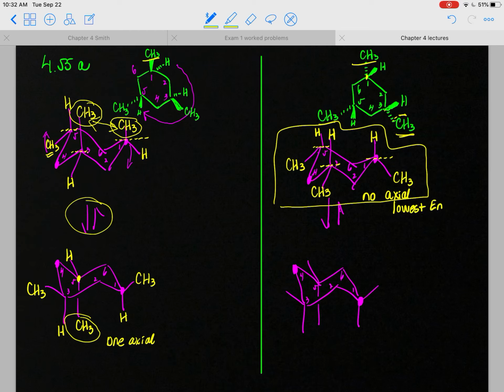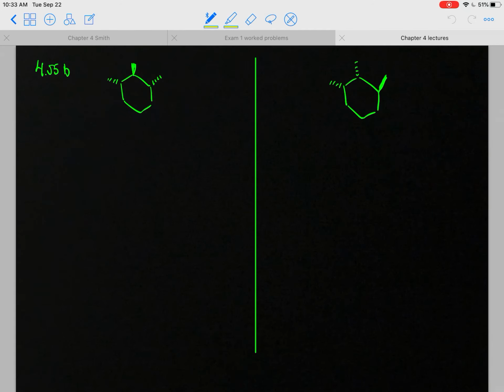So this is automatically the winner. It's going to be the lowest energy of anything I could possibly draw on this page. Look what happens when this does a chair conformation flip. Carbon 1 is going to have an axial methyl group. Carbon 3 is going to have an axial methyl group. Carbon 5 is going to have an axial methyl group. And wow, look, those 3 methyl groups are all on the same side of the ring, so they're just totally crashing into each other. Okay, so we have a winner.